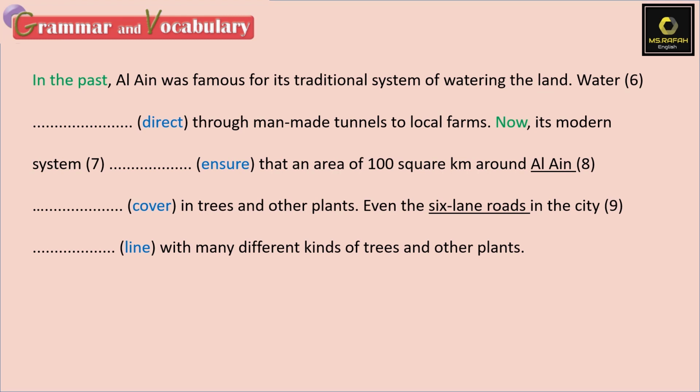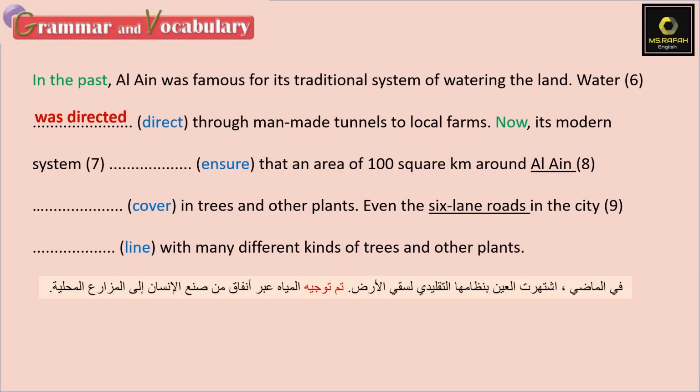الماء عم بيتم توجيهه، ولكن مين اللي عم يوجهه؟ الفاعل غير مذكور، إذا عنا جملة مبنية للمجهول. Water was directed through man-made tunnels to local farms. الفاعل هون غير مذكور، واللي هو طبعا الإنسان.